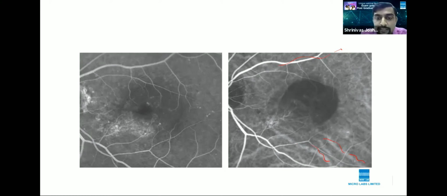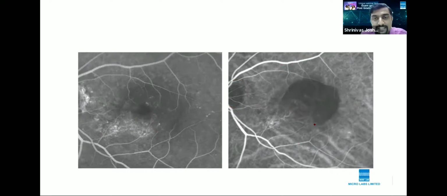And second most important, look at the disc. The disc always looks hypocyanescent or hypofluorescent on ICG, whereas it always looks hyperfluorescent, or sometimes due to staining, hyperfluorescent in the FFA. So here you can see there is stippled hyperfluorescence, but which is not very clear because this is the total amount of blood here. But definitely here you can see some vascular network, which is nothing but a case of occult CNVM. So ICG plays an important role in distinguishing occult CNVM and PCV.